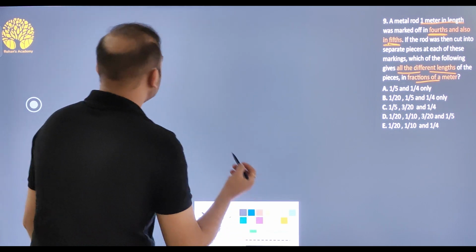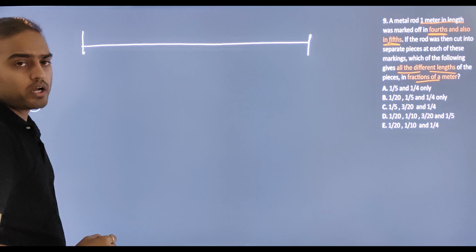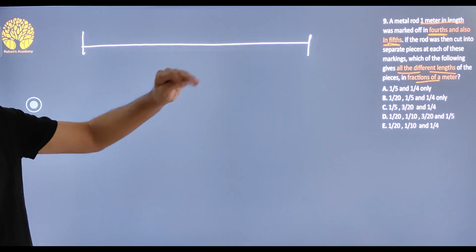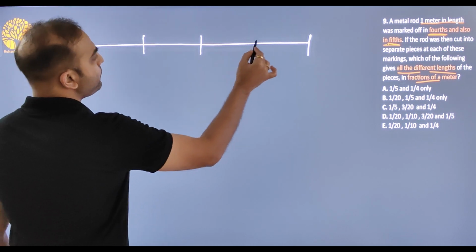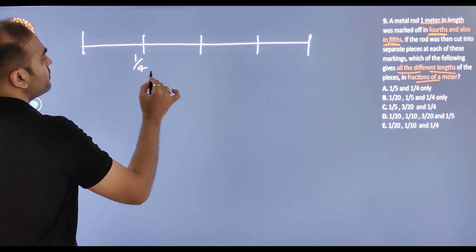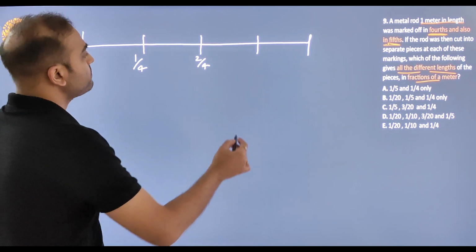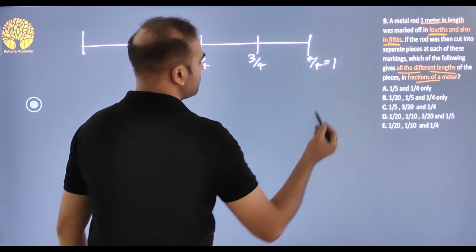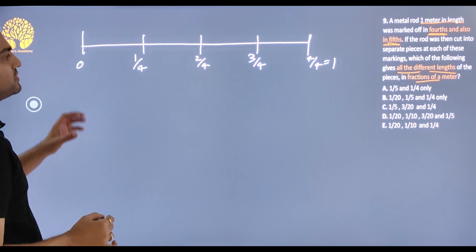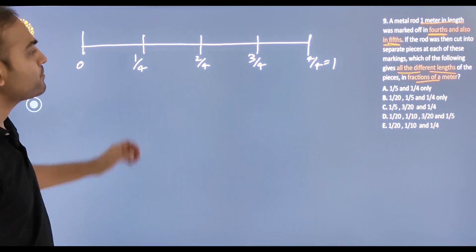Fine. Let's draw the rod first. This is the rod. Let's first break it into fourths. This is 1/4. This is 2/4, which is essentially half. This is 3/4, and this is 4/4 or 1. And this is your 0. So this is the scale. Starts at 0, goes on till 1 meter.